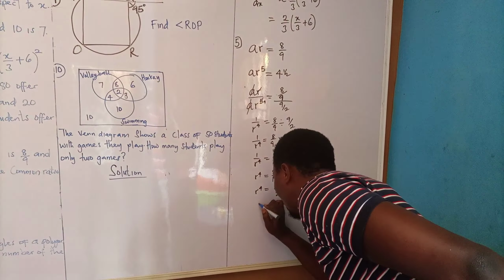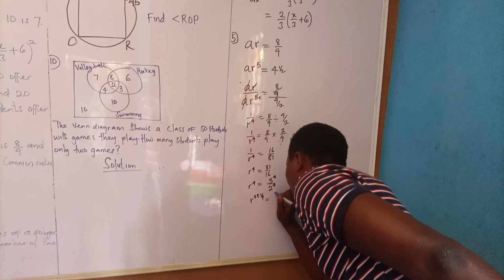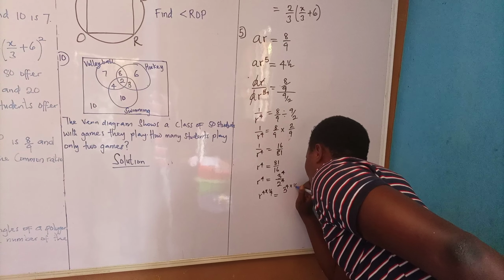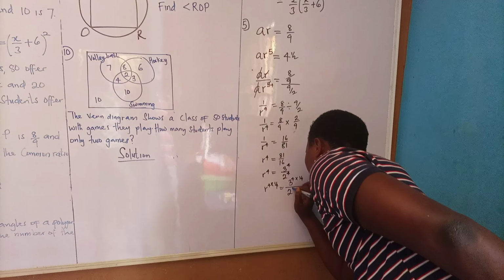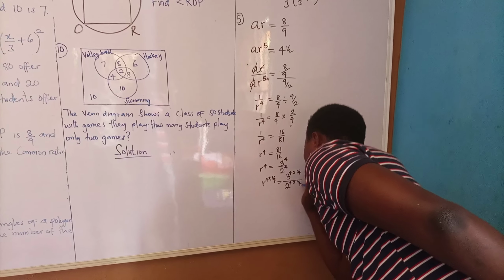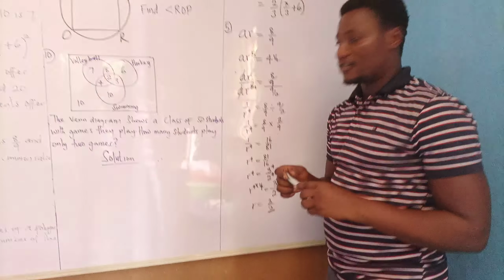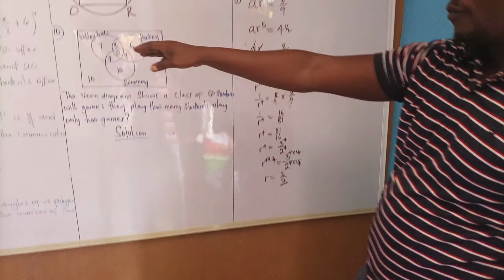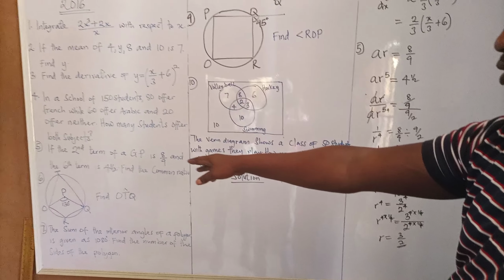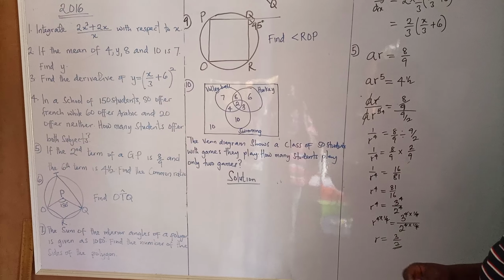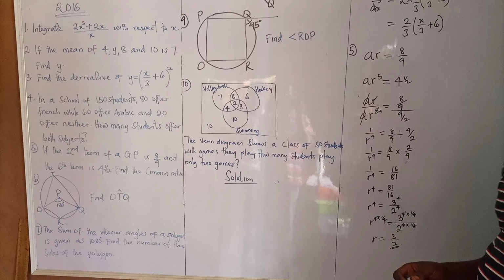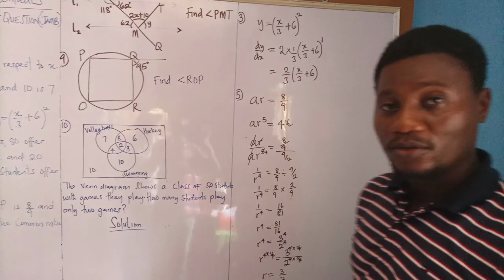Now at the power level, I will just say r raised to power 4 will multiply at the power level by 1 over 4, and that is 3 raised to power 4 times 1 over 4, and 2 raised to power 4 times 1 over 4. So 4 is gone at the power level as usual here. So r will be 3 over 2. Our r here is 3 over 2. That is to say, the common ratio is 3 all over 2. Okay, you can quickly take a glance at what we have done so far.